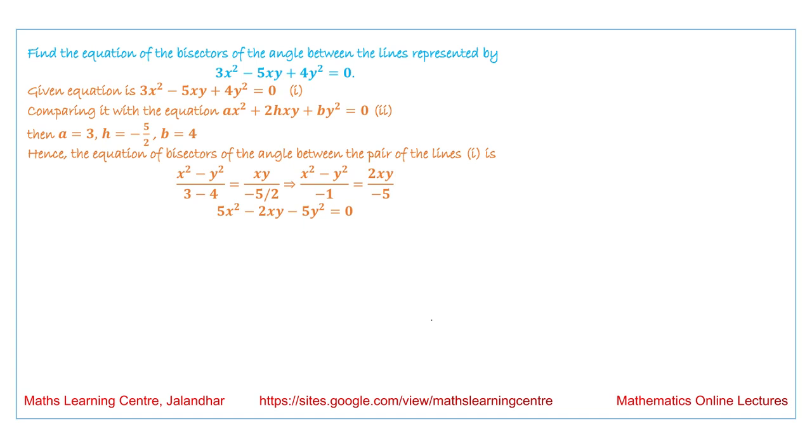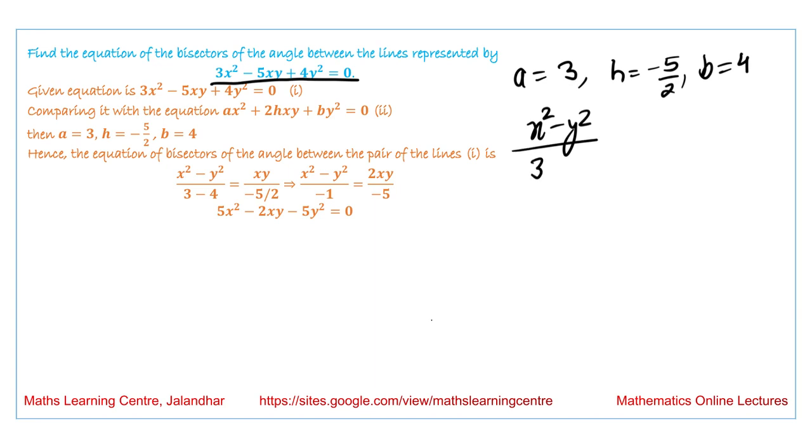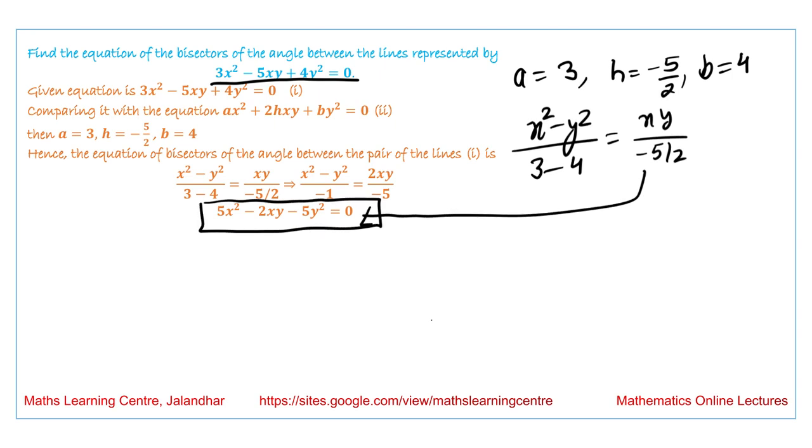Based upon this, we have the following problem. First is, find the equation of the bisector of the angle between the lines represented by this equation, which is given to us. If we compare the coefficients over here, the value of a is 3, the value of h is minus 5 by 2, and the value of b is 4. By substituting the values in the previous equation, we obtain (x square minus y square) over (3 minus 4) is equal to xy over (minus 5 by 2). On solving this, the combined equation of the angle bisectors is 5x square minus 2xy minus 5y square is equal to 0.